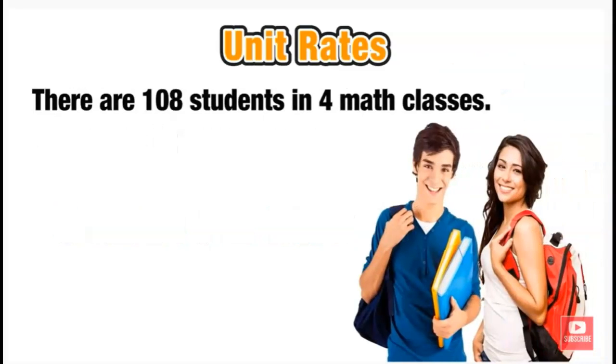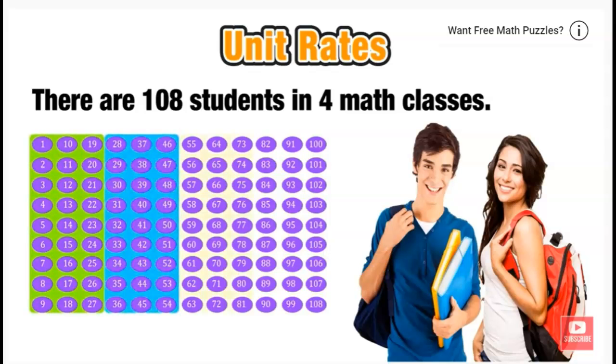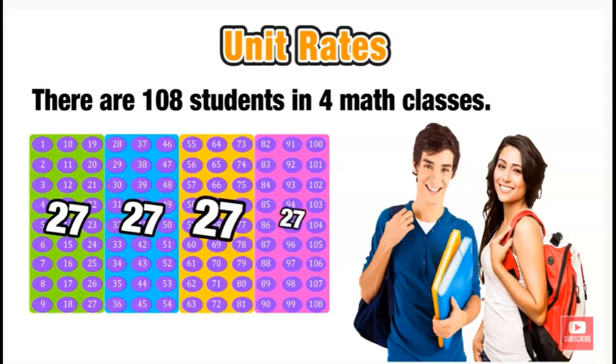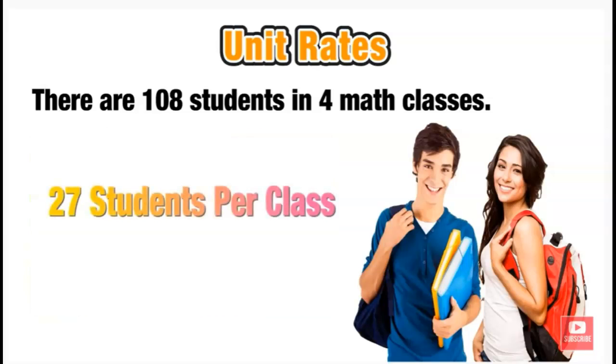Now we'll look at a scenario where there are 108 students in 4 math classes. We can visualize this population of 108 students and try to figure out the average number of students per class. By dividing this group of students into 4 classes, we can see that 108 divided by 4 is equal to 27. So we have 4 groups of 27, and our unit rate would be an average of 27 students per class.